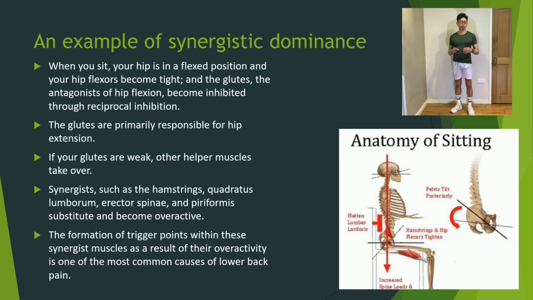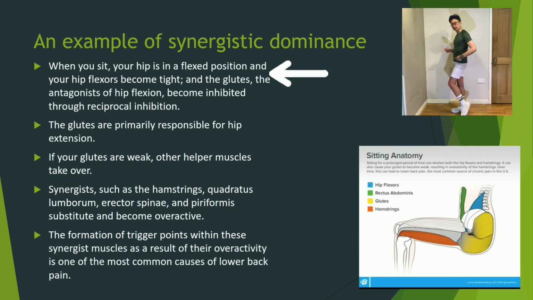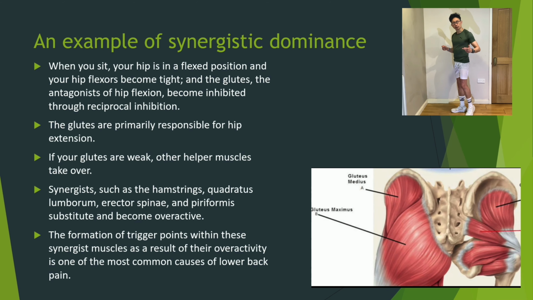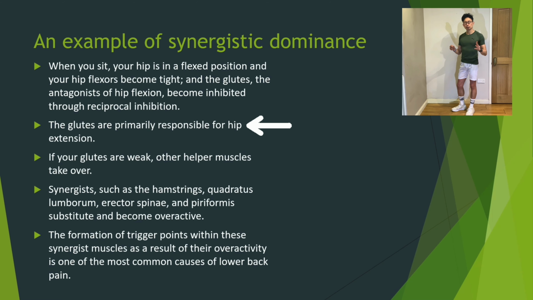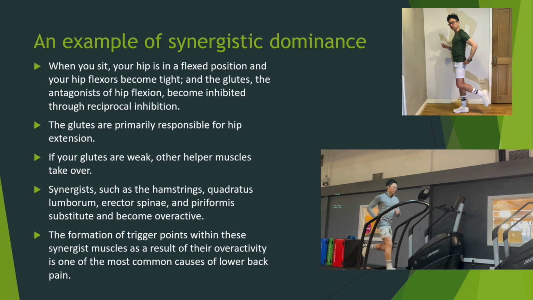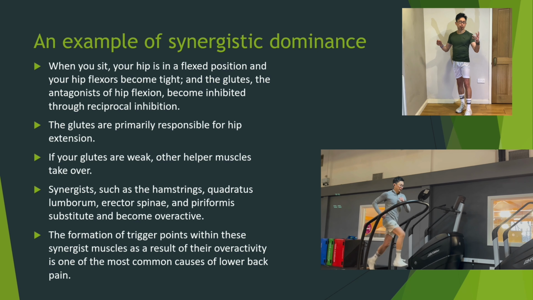For example, when you sit, your hip is in a flexed position and your hip flexors become tight, and the glutes, the antagonist of hip flexion, become inhibited through reciprocal inhibition. The glutes are primarily responsible for hip extension, that is moving your legs backwards. They are required to work when you run or walk.